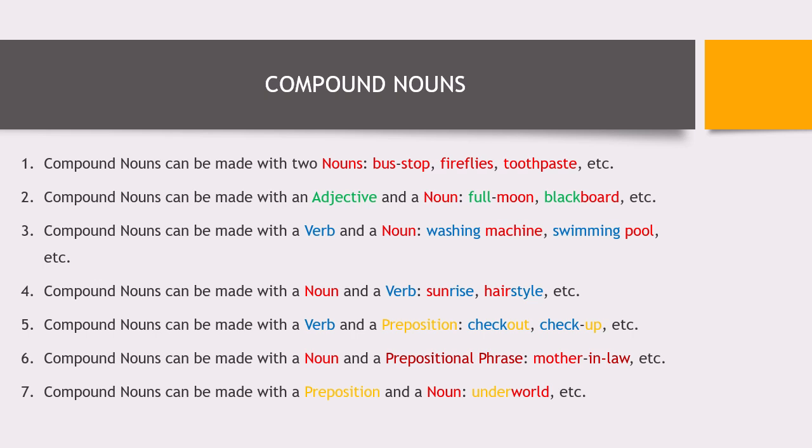Compound nouns can be made with a verb and a preposition: check out, check up. Compound nouns can be made with a noun and a prepositional phrase: mother-in-law. Compound nouns can be made with a preposition and a noun: underworld.